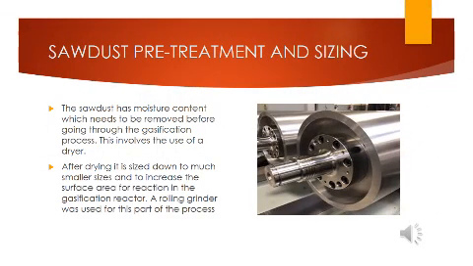Sawdust pretreatment and sizing. The sawdust has moisture content which needs to be removed before going through the gasification process. This involves the use of a dryer. After drying, it is sized down to much smaller sizes to increase the surface area for reaction in the gasification reactor. A rolling grinder was used for this part of the process.